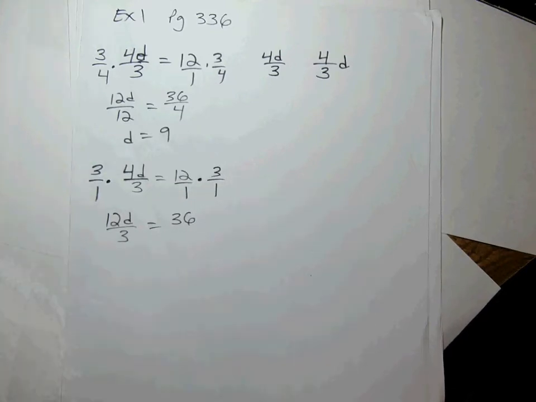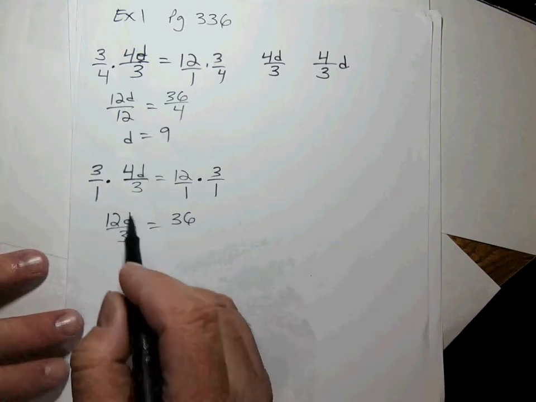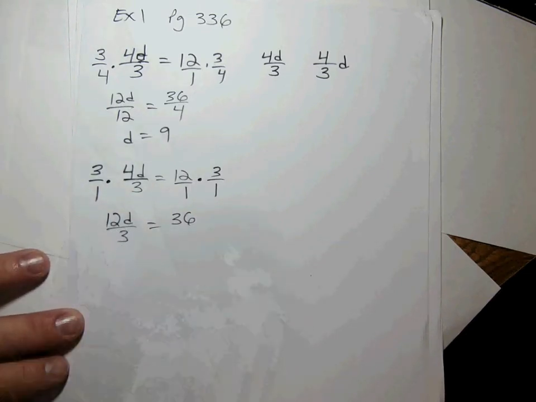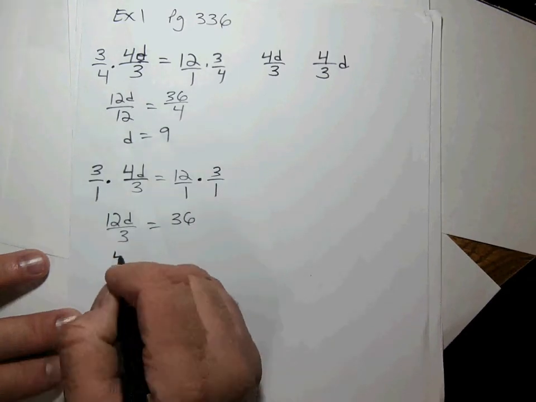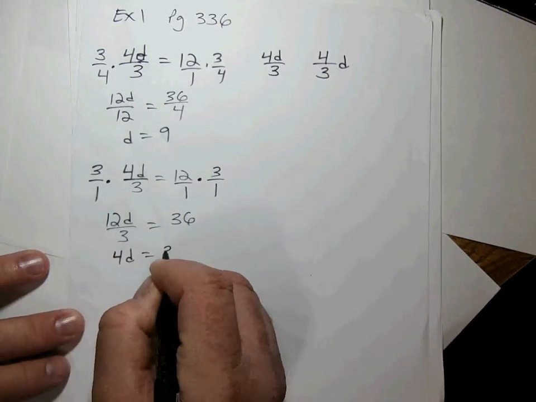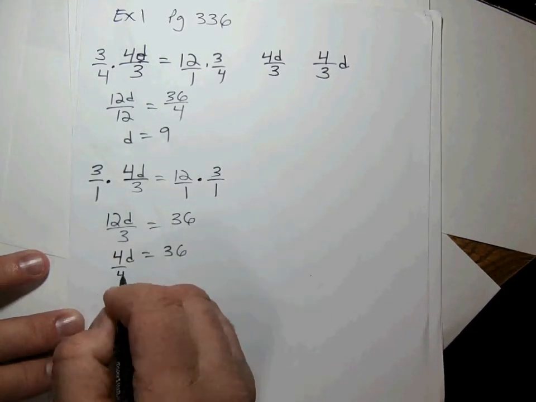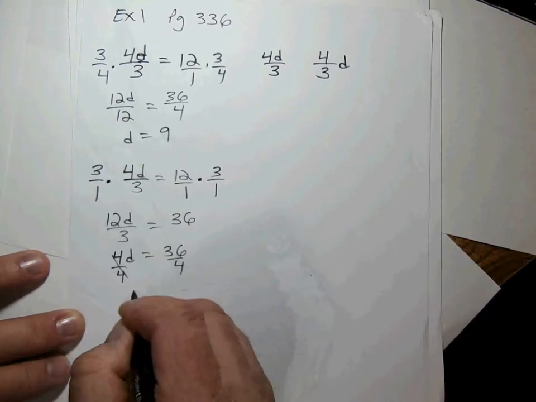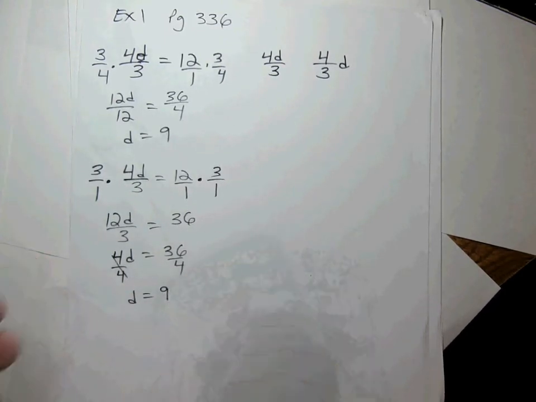Okay? Now, it doesn't look like we simplified anything. Okay, we started with 4d over 3 equals 12, and now we have 12d over 3 equals 36. It doesn't look any better at all. But it is, because this fraction now divides away nicely. So we're really looking at 4d equals 36, and then we divide by 4 on both sides, and we get d equals 9. Okay? Same answer that we got by simply multiplying through by the reciprocal.